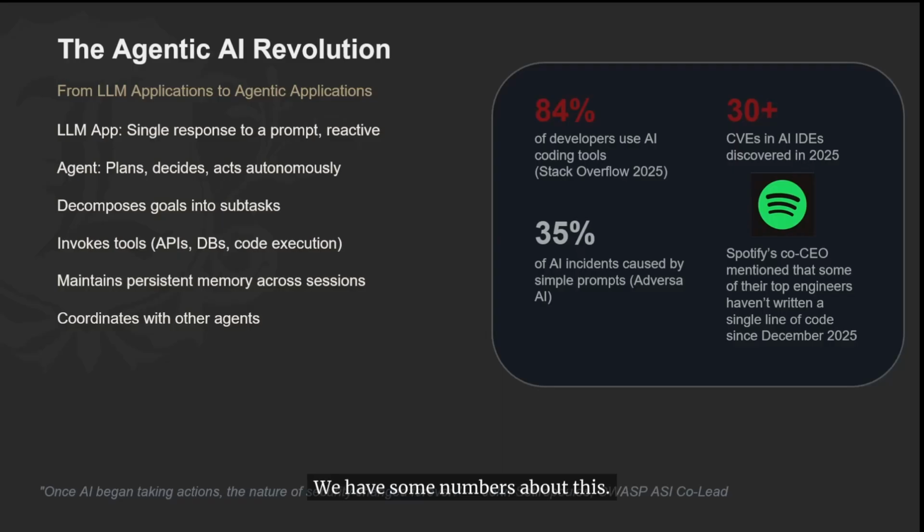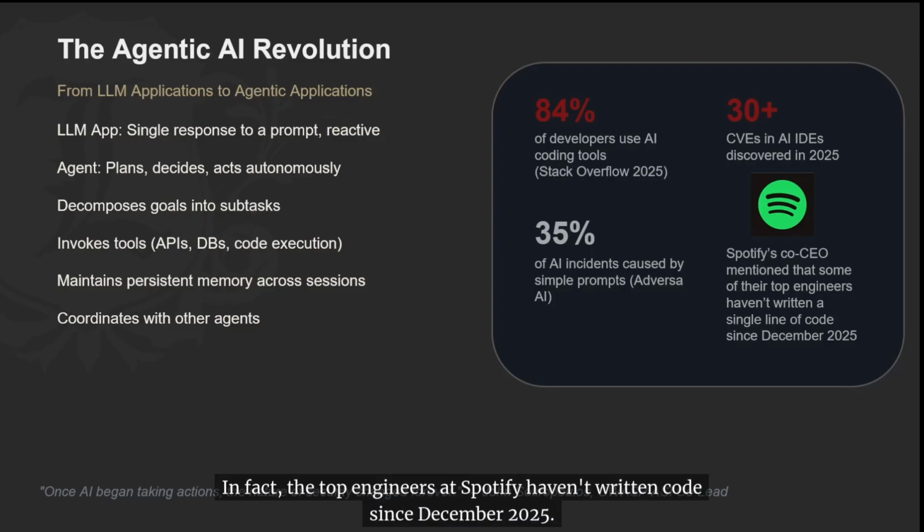We have some numbers about this. Around 84% of developers are using AI coding tools. In fact, the top engineers at Spotify haven't written code since December 2025. They are using these agents in order to generate and deploy the software. As John Sotiropoulos said, once AI started taking actions, security changed forever.